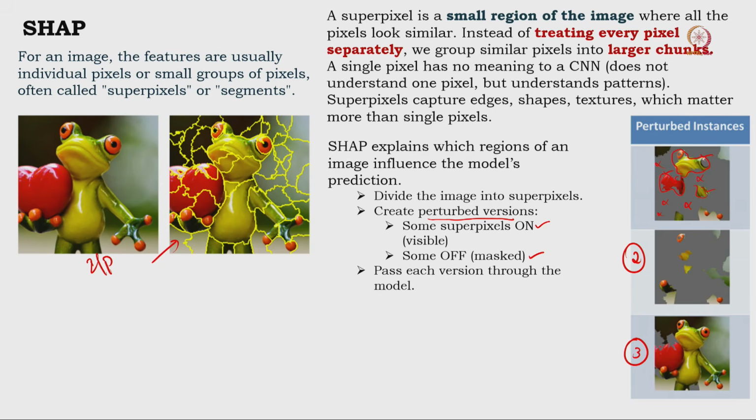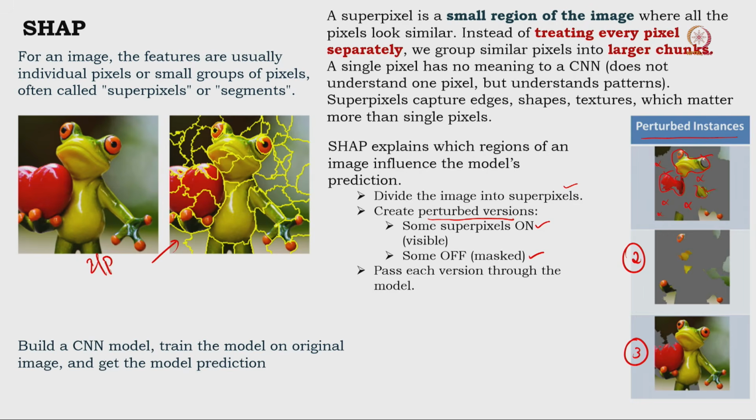So, how does SHAP explain which regions are important? The first step is to divide an image into superpixels and then create a perturbed instance. How do we create a perturbed instance? Some superpixels we keep and some superpixels we mask. By doing this, we create a perturbed instance. Once we do, we build a CNN model, and to this CNN model we pass the original image and get the prediction.